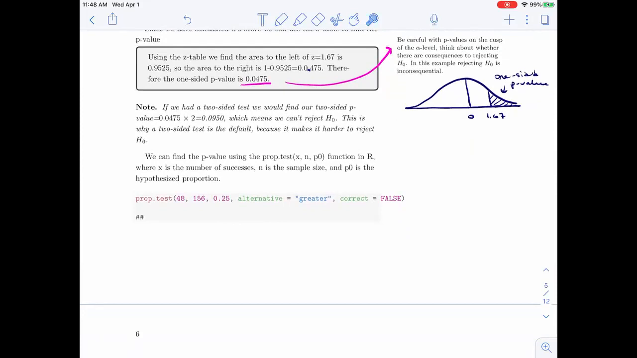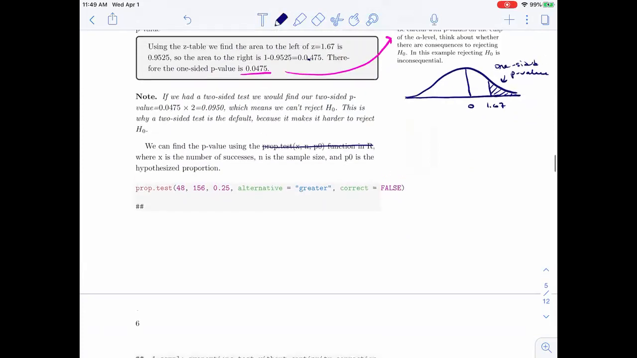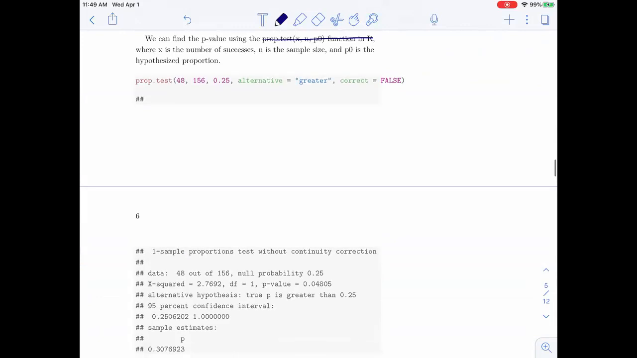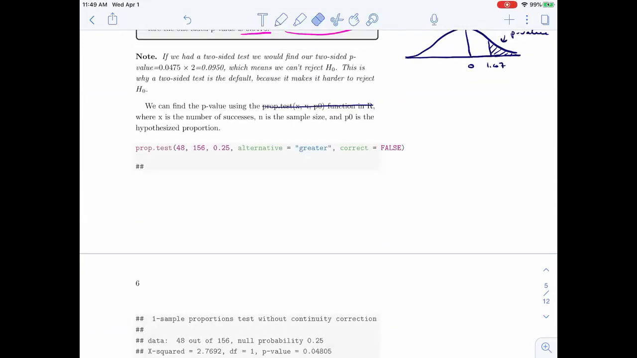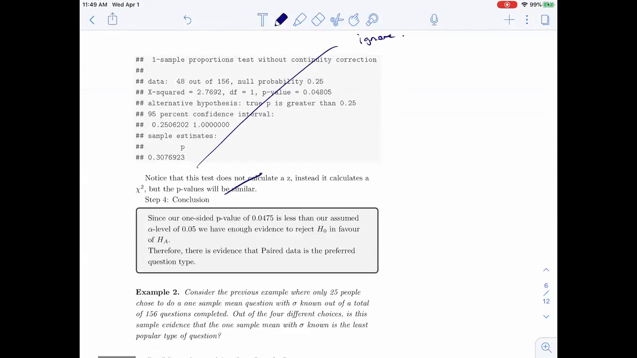So we do not need to use R. Well, I guess we already found it with the Z table. So here you can ignore this. Ignore, and ignore, and ignore. Just because we're not using R.